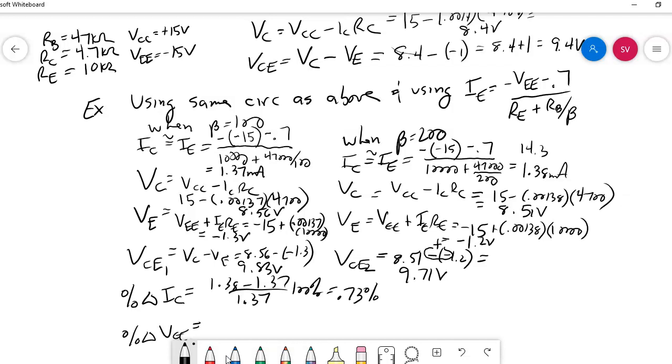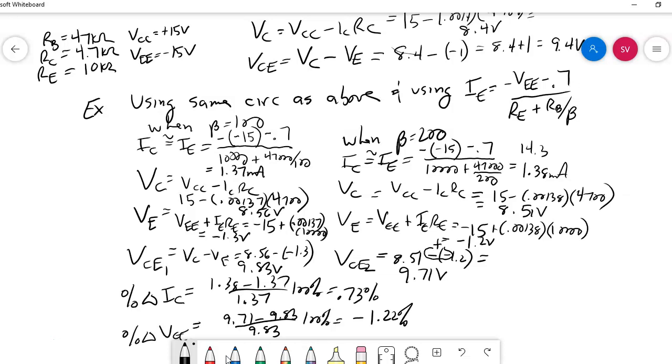Now let's look at the percent change in VCE. So it's 9.71 minus 9.83 over 9.83 times 100%. And if you put this in your calculator right, we should get a 1.22% decrease, which once again isn't that bad. This is the reason why the common emitter is wildly popular over the common base, common collector, or emitter feedback circuits. This is how you go about solving these circuits.